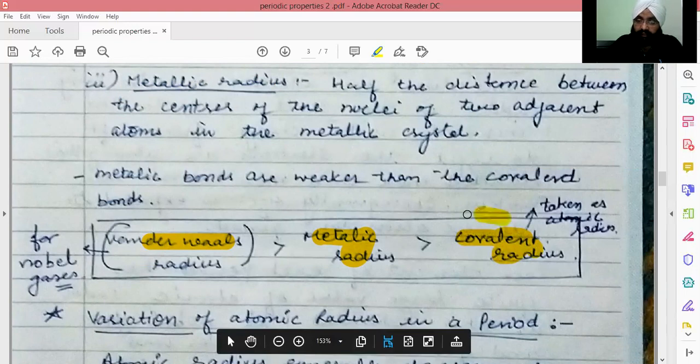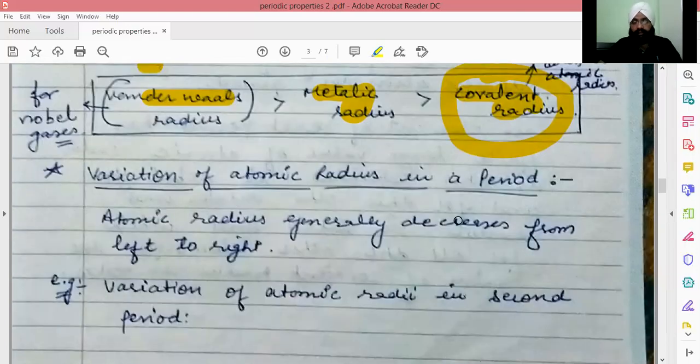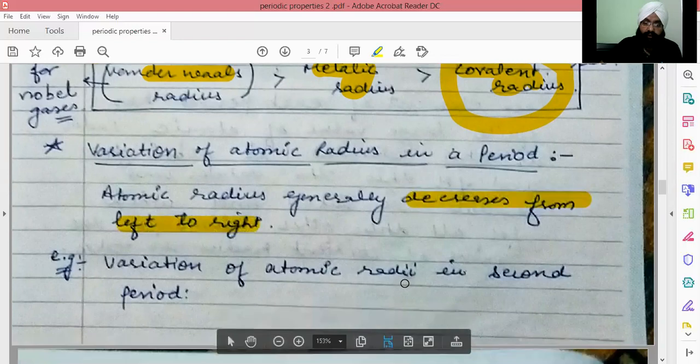And we'll take the covalent radius as the atomic radius, and for noble gases, it is the van der Waals radius. Now, variation of this atomic radius in a period. Generally, it decreases when we move from left to right.